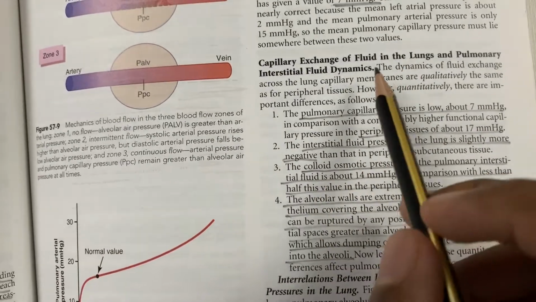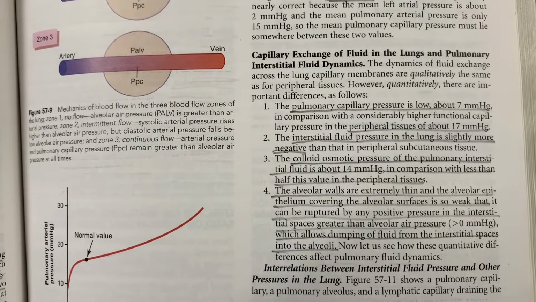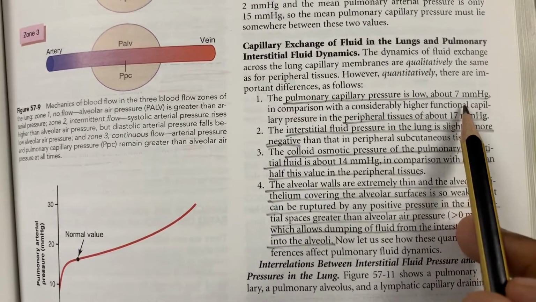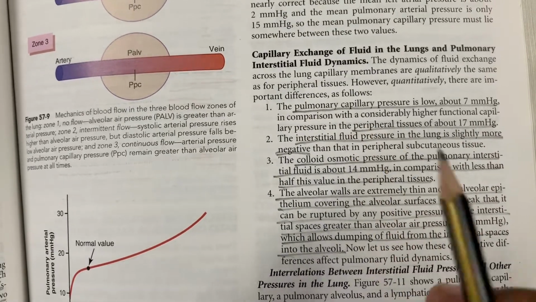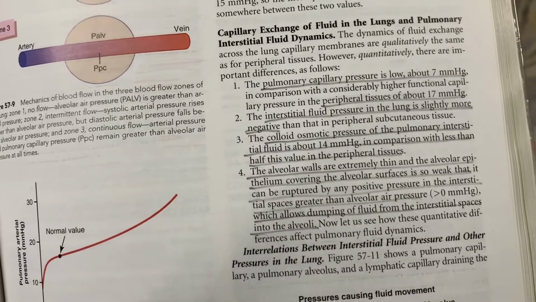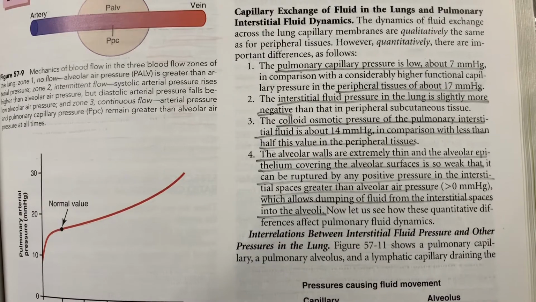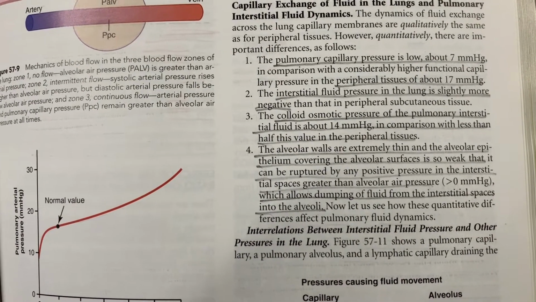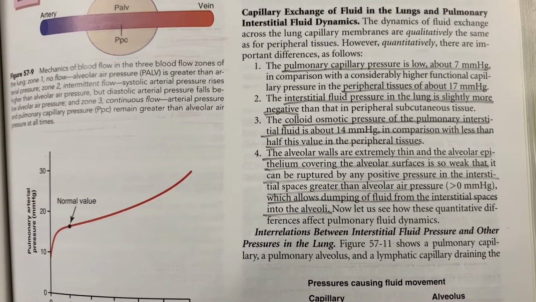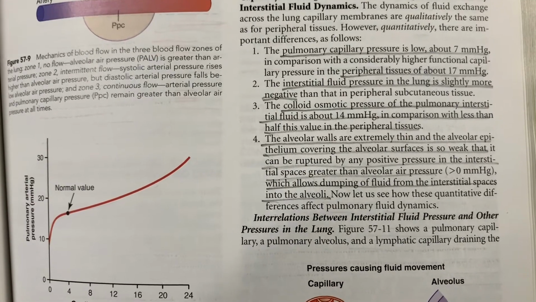Now, coming to capillary exchange of fluid in the lungs and pulmonary interstitial fluid dynamics, the pulmonary capillary pressure is low, about 7 mm of Hg, which in comparison with a considerably higher functional capillary pressure in the peripheral tissues of about 17 mm of Hg. The interstitial fluid pressure in the lung is slightly more negative than in the peripheral subcutaneous tissue. The colloid osmotic pressure of the pulmonary interstitial fluid is about 14 mm of Hg, 7 twos are 14, in comparison with less than half this value in the peripheral tissues.